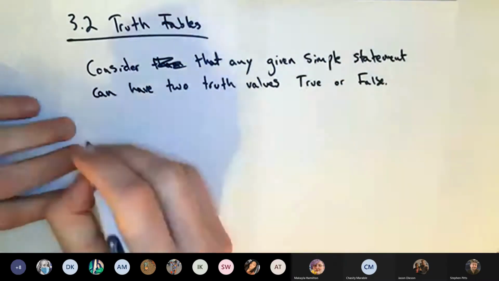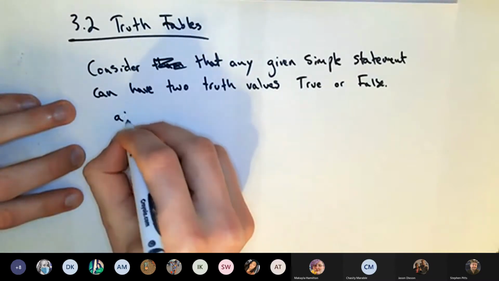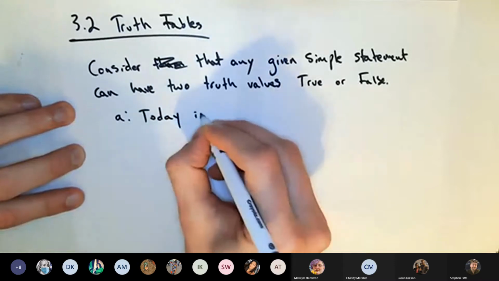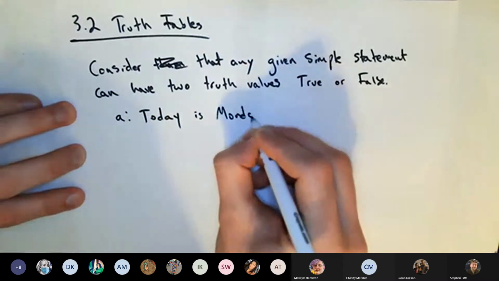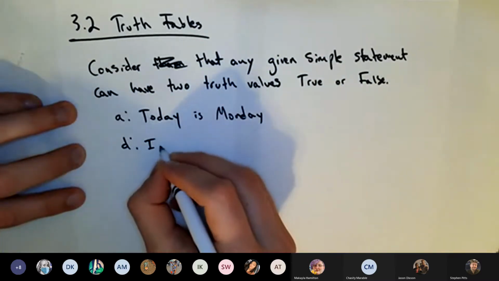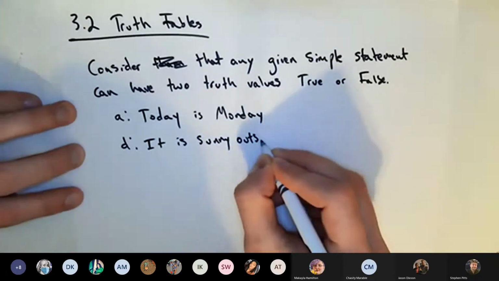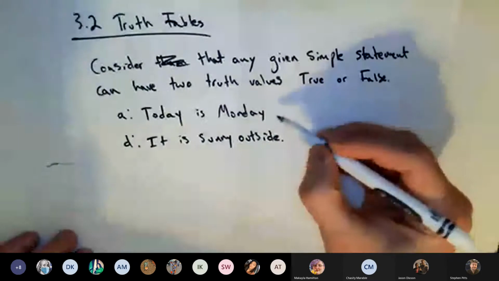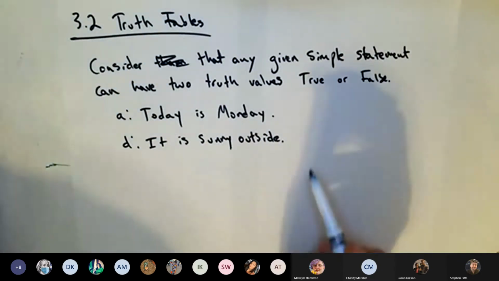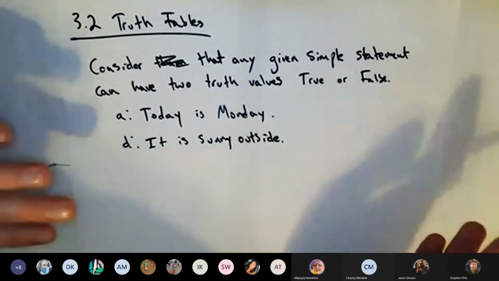Okay, so if I let some simple statements, A be "today is Monday," and D be, pulling from the example they give in the book, "it is sunny outside." But I'm going to go into a bit more detail than they do. Each of these yields a possibility of two different truth values, right? "Today is Monday" could be true or false, right?